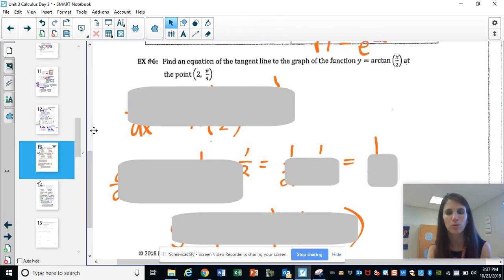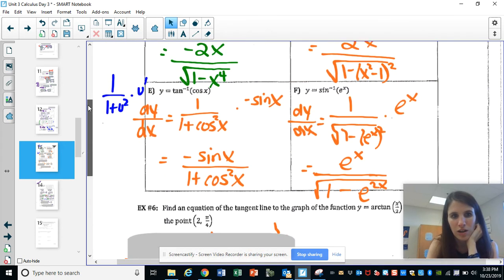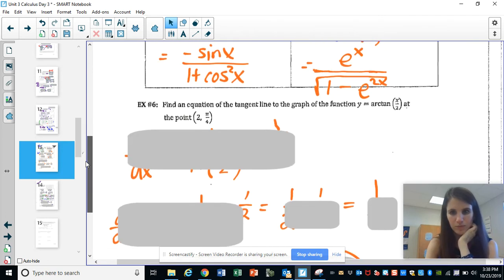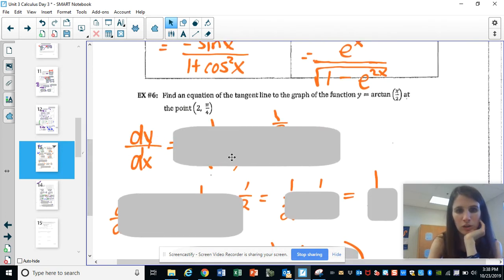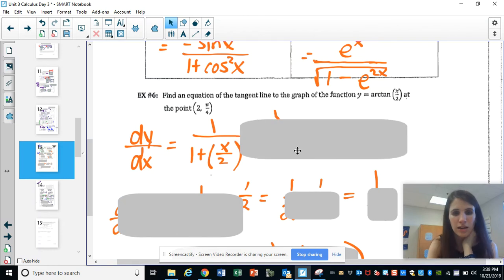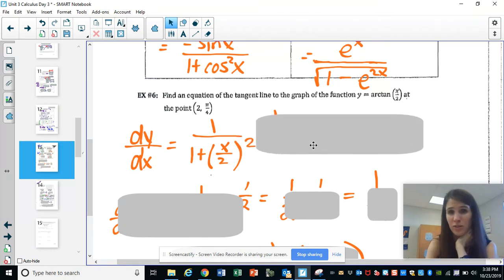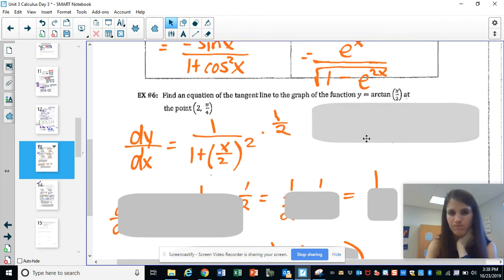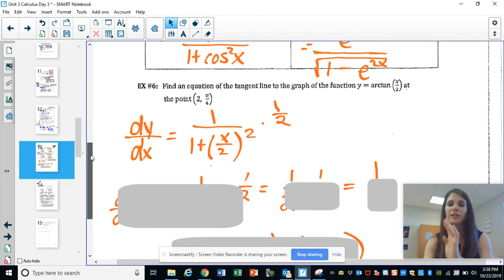Okay, so basically what we're doing is we're taking the derivative of this function here. So what is the derivative of arctan? Well, I think I just wrote that right here, right? So we're doing 1 over 1 plus the inside squared times the derivative of the inside, which is the derivative of x over 2, which is 1/2. And let's simplify that. Well, actually, don't simplify it. Don't simplify it, okay? So we found the derivative.